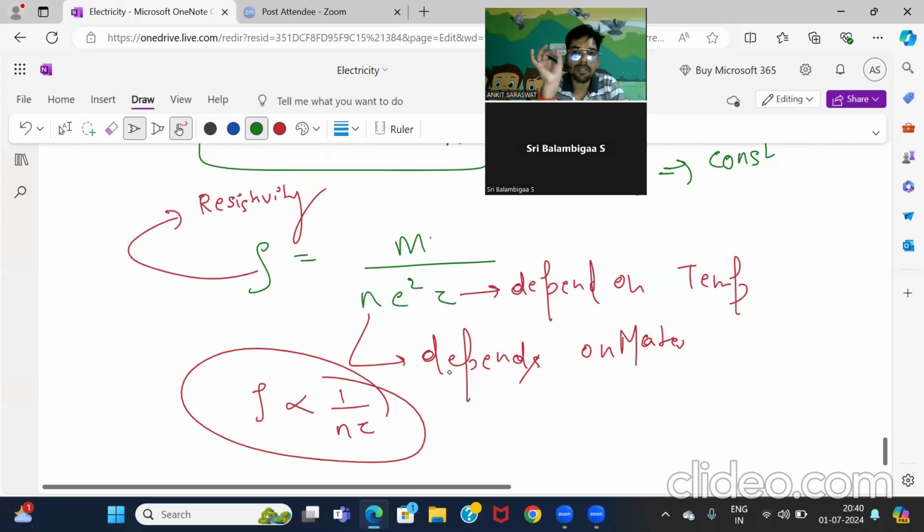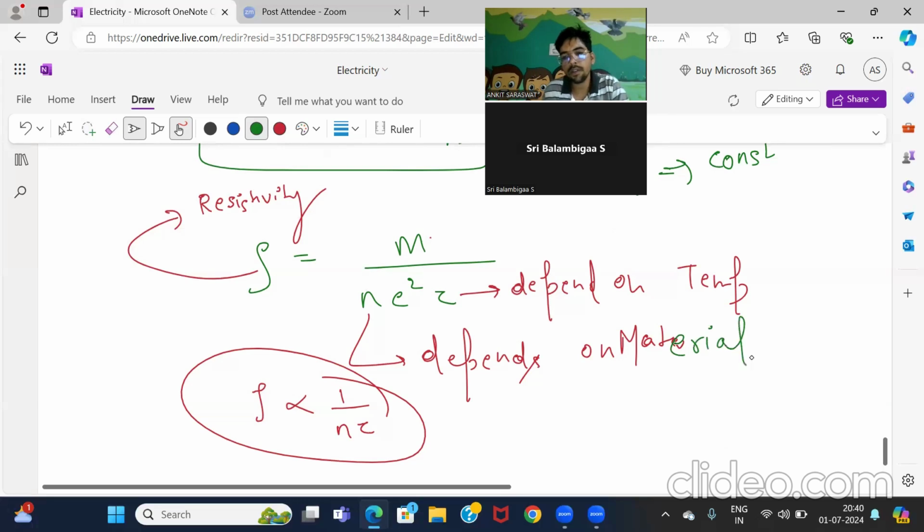Small n depends on material. If you take silver, then it has a different n. If you take copper, it has a different n. If you take aluminum, it has a different n. So that is why resistivity depends on material. It is a property of material. Resistivity is a property of material. You can write this also, because from the formula itself you can tell.